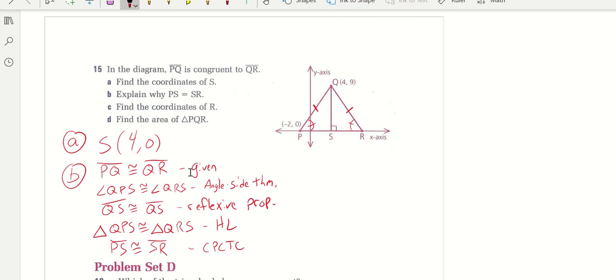So PQ is congruent to QR, that is given. I said that QPS is congruent to QRS, those two angles, that's the angle side theorem. This is a step you did not need.